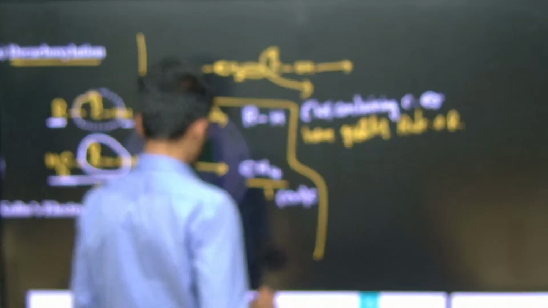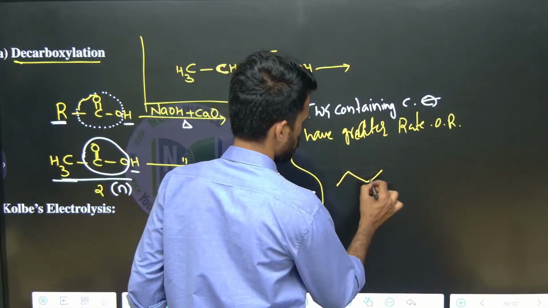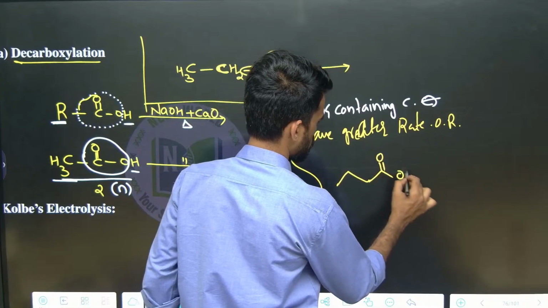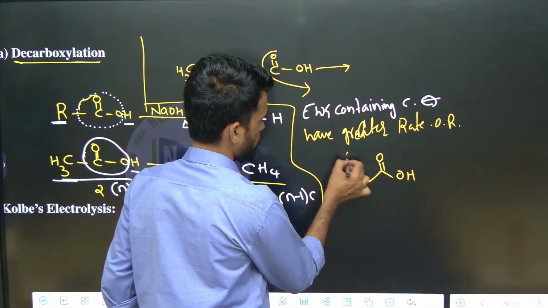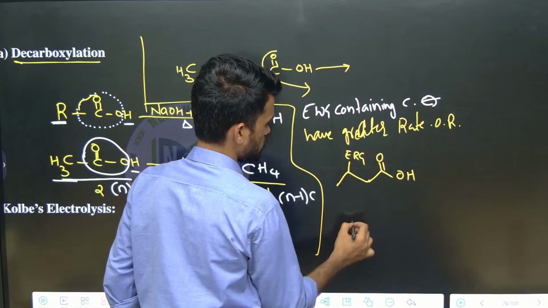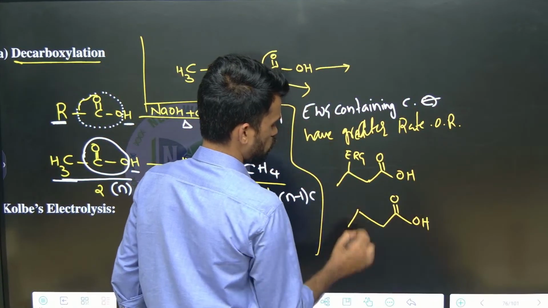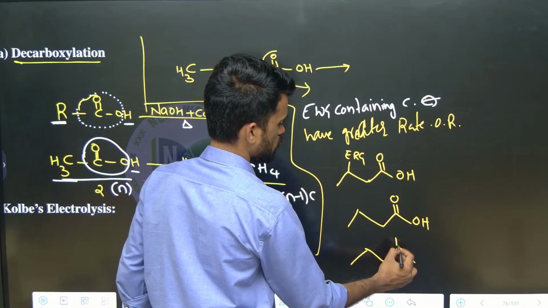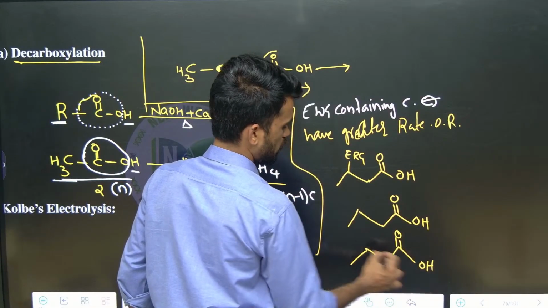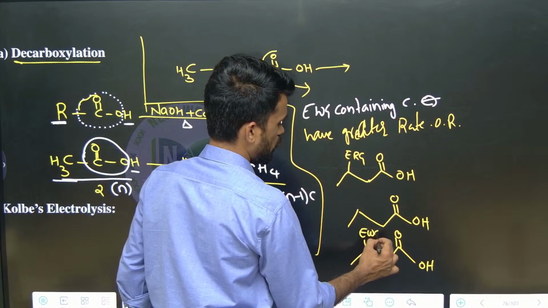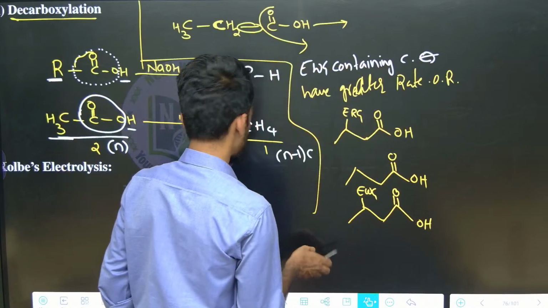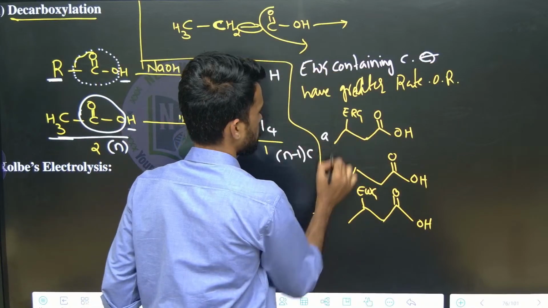Tell me out of these. Here one electron releasing group is present. Here no such groups. Here we have an electron withdrawing group. Now tell me what happens in these three cases, A, B, C, let us say.